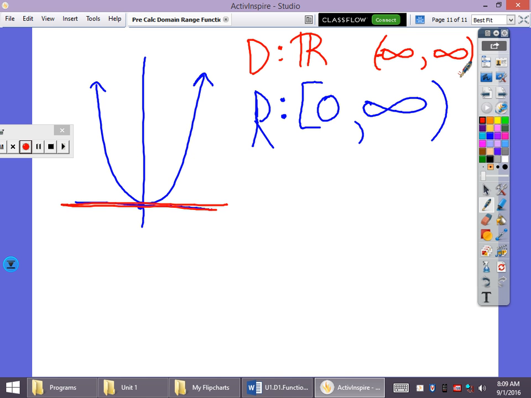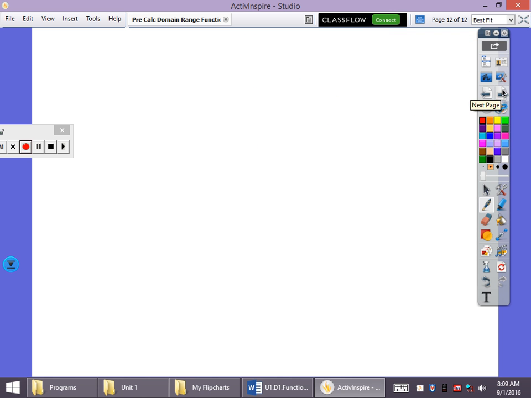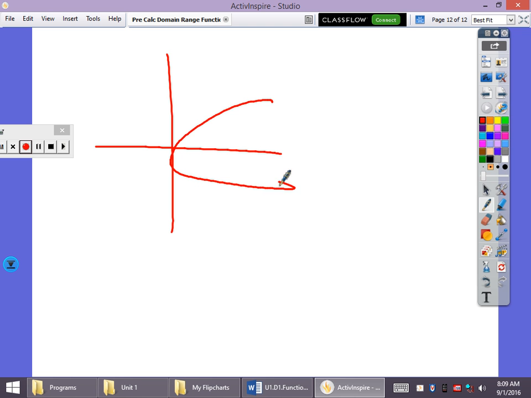Okay, we're going to do 2 more together. Here we go. This particular graph looks like this. And off the bat, what are you going to tell me? Not a function, okay? It's not a function, but we can still find the domain and range, okay? So let's try this again the correct way. Domain is which axis?